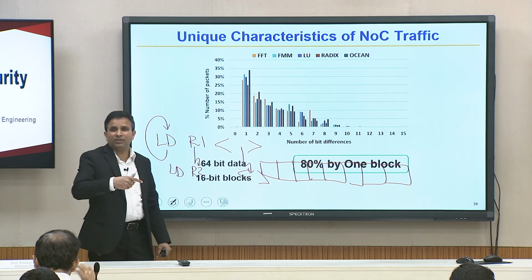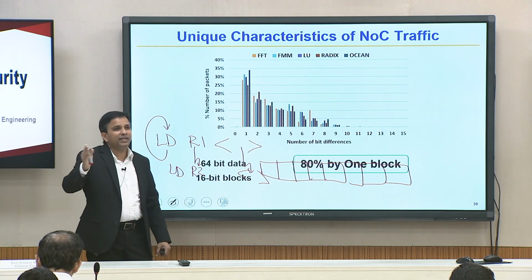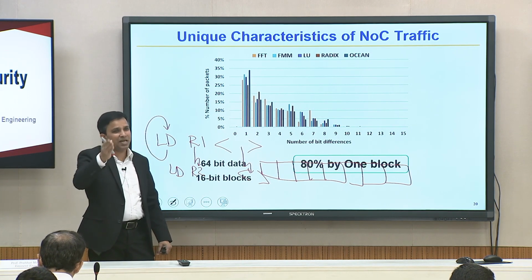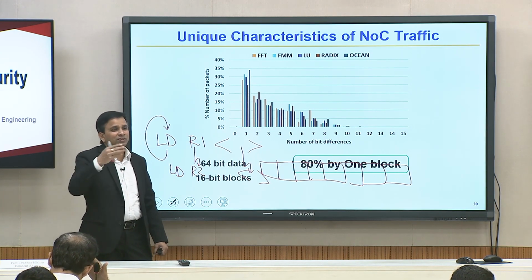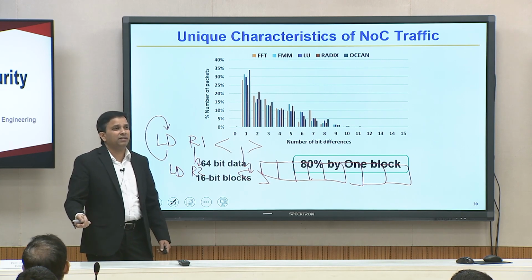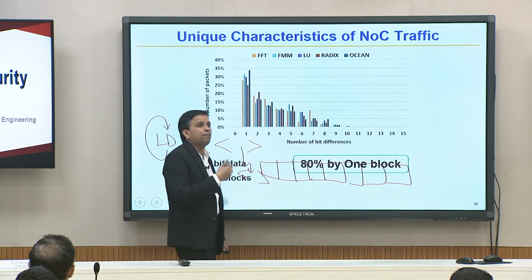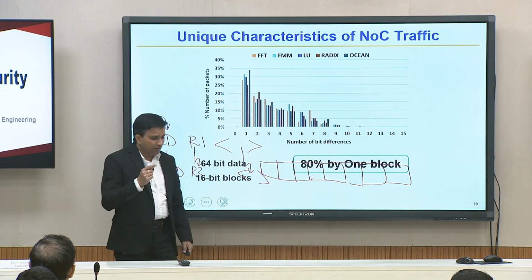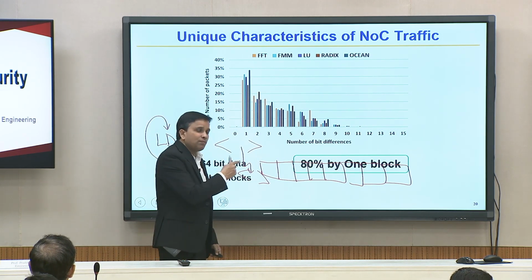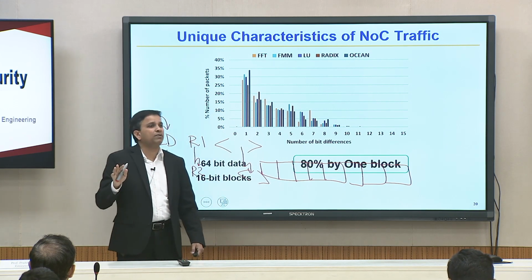And even if it is in a loop or you are going through an array, you go for the first address, then +4, then +4. So, it is just changing by a byte. So, it should not be a surprise that only one block is different compared to the previous one. In fact, as I said, this observation is true even in general purpose computing.